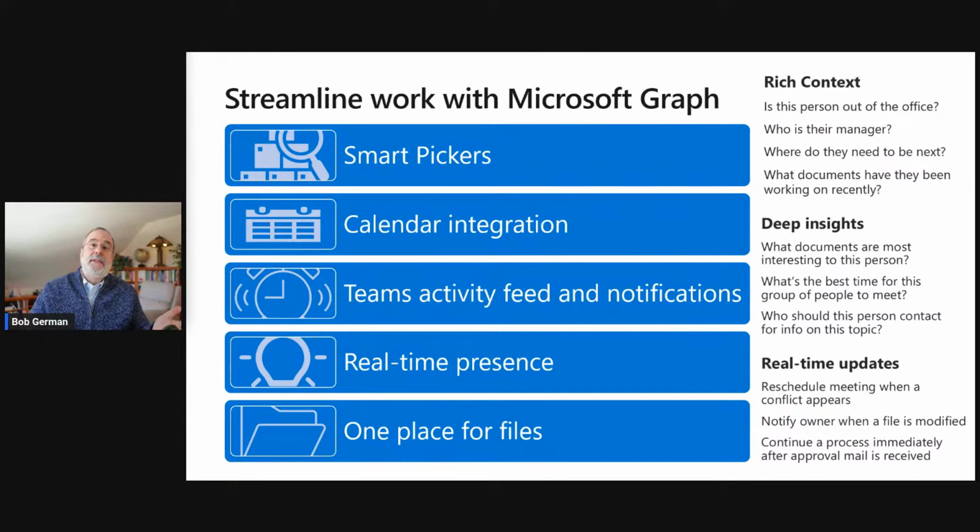The Teams activity feed and notifications is another place for using the graph. So you can notify users and insert a deep link to your app in context of Teams, right? And now they can go right there, based on something that happened inside of your app, rather than having to open the app up separately. Real-time presence is another example. So just knowing who's online right now.